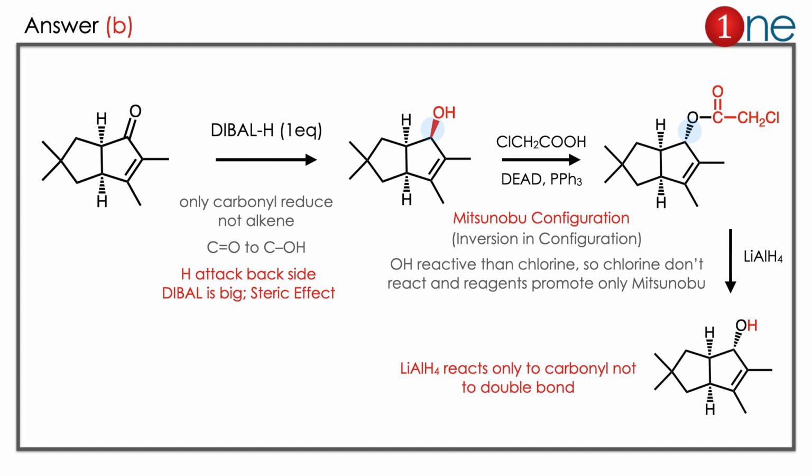Here you have to learn 2 things. One is the bulky hydride reagent, a selective reducing agent that only reduces the carbonyl. Then the Mitsunobu reaction: DEAD, chloroacetic acid and phosphine form the Mitsunobu reaction. But the important thing you should know is that it's an inversion of configuration.